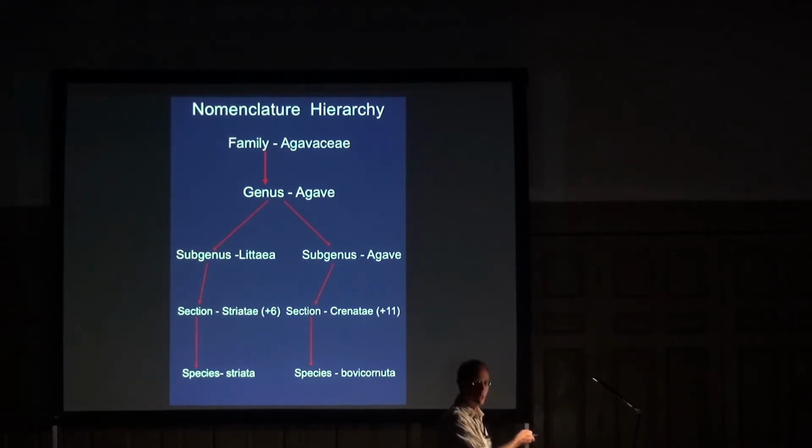So I just picked one example. There's more than one section under each subgenus. So here we see the Striati plus 6 other sections under the subgenus Lidii. Under subgenus Agave, we have, for example, the Crenati plus 11 other sections. And then under those, we have species. So in the binomial system, we use genus and species, but grouping them together, we have sections and subgenus above those, or in between those two.